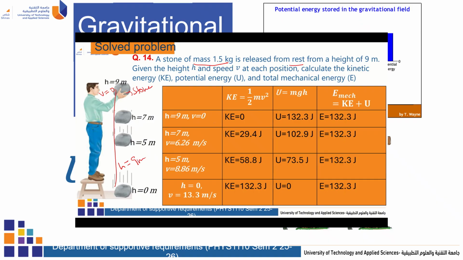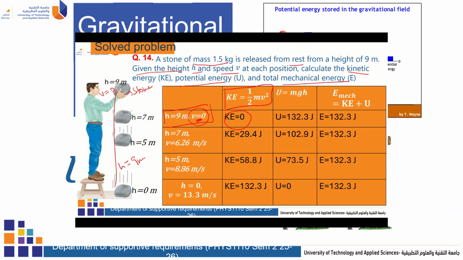Here a table is given with the height and the speed at each position. Calculate the kinetic energy, the potential energy and the total mechanical energy. They have given some data. When the height is 9 meter, the velocity is 0. Using the formula KE equals half m v squared, you find the kinetic energy. Since the velocity is 0, it is 0.